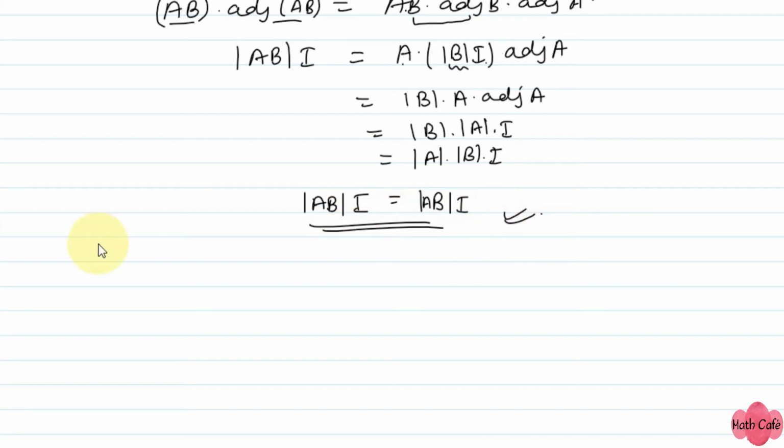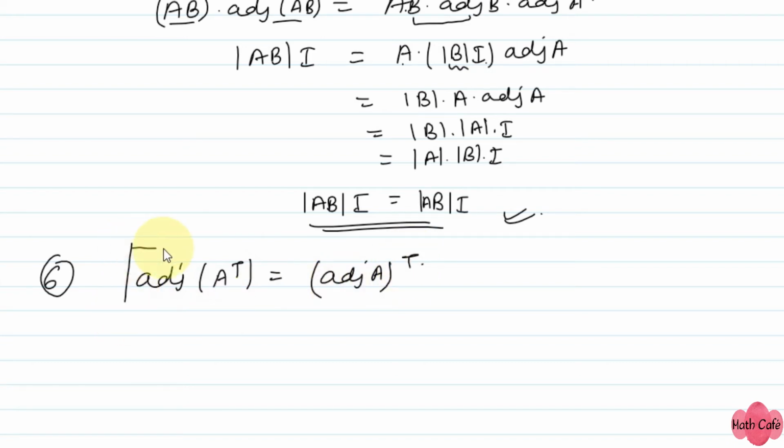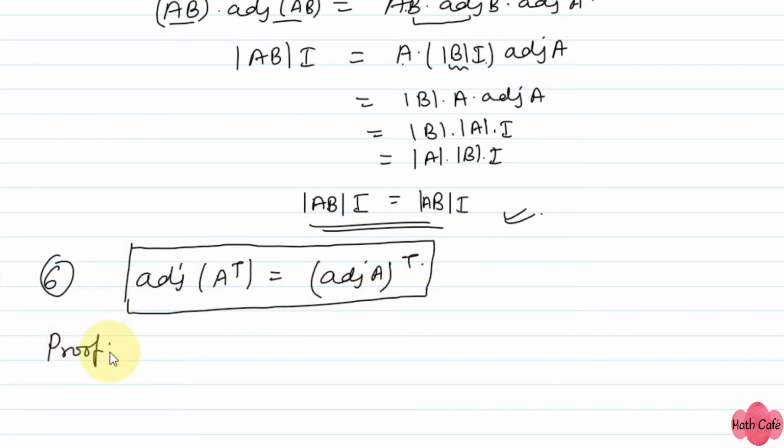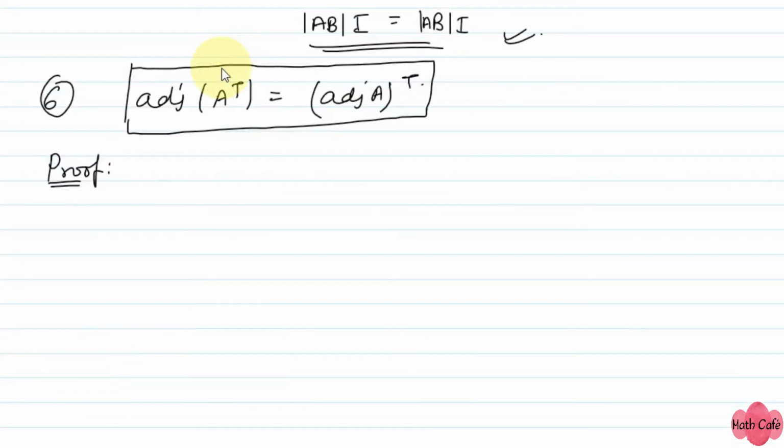Alright, let's see another property here, property number 6, that is adjoint of A transpose is equal to adjoint of A whole transpose. Alright, so this is also an essential property. Let's see the proof of this property number 6. To prove this property number 6, we again pick this equation and we will show both sides equal. So adjoint of A transpose is equal to adjoint of A whole transpose.